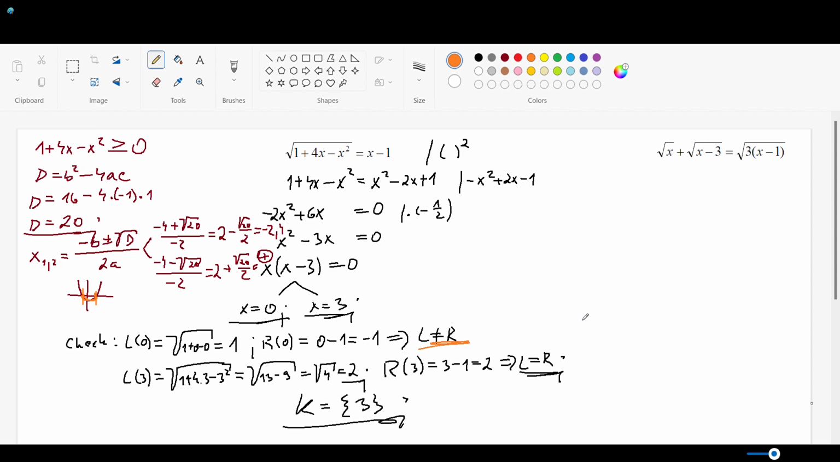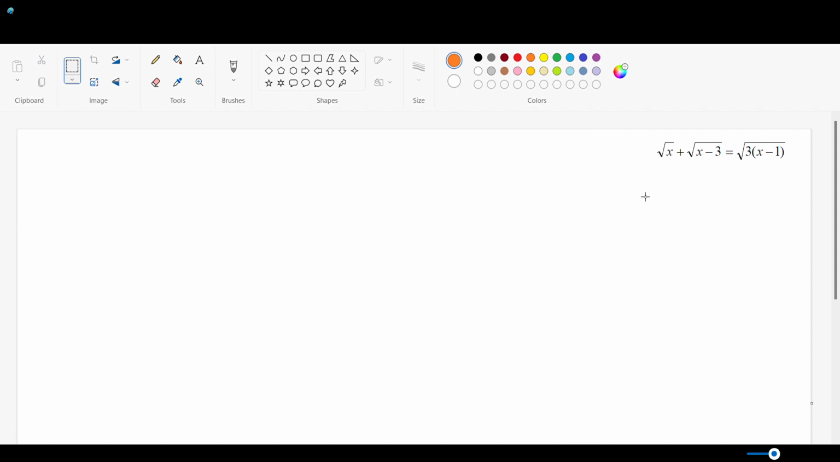Okay, but the main goal was to solve this equation, and as I said, it's really important when you solve an irrational equation to do the check of all the solutions you get when you are solving the equation. So this one was very easy.